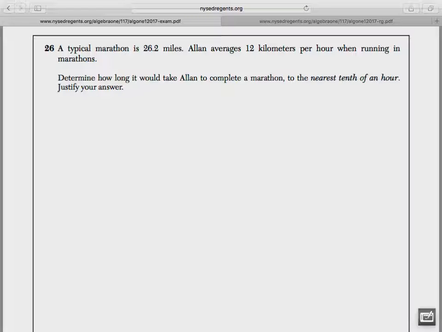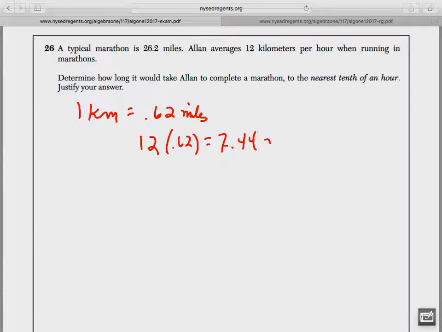1 kilometer is 0.62 miles. So if he averages 12 kilometers per hour, that means 12 times 0.62, which is 7.44 miles per hour. Thank you, AJ. All right, so now, with that conversion in mind, I think the problem just got a whole lot easier.